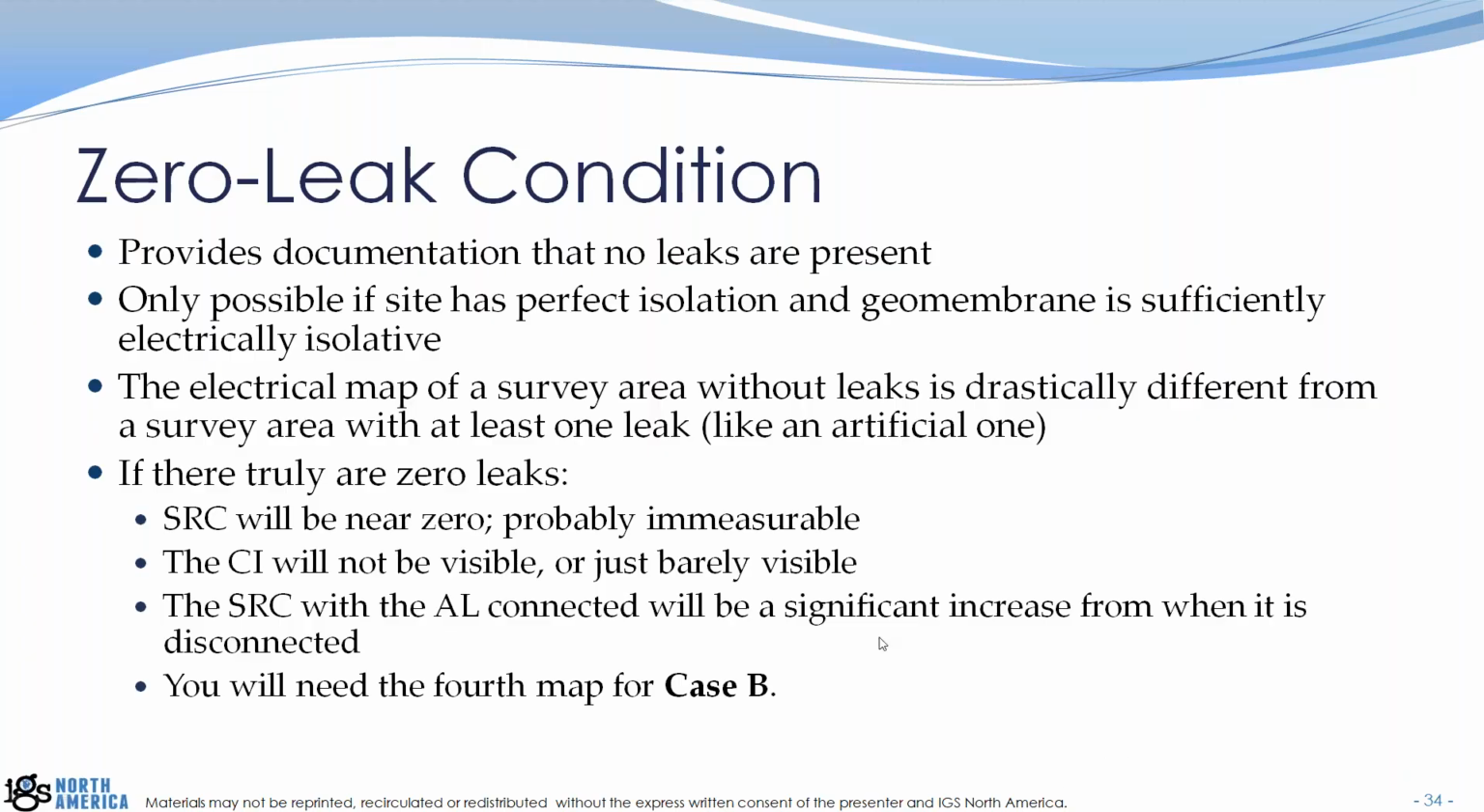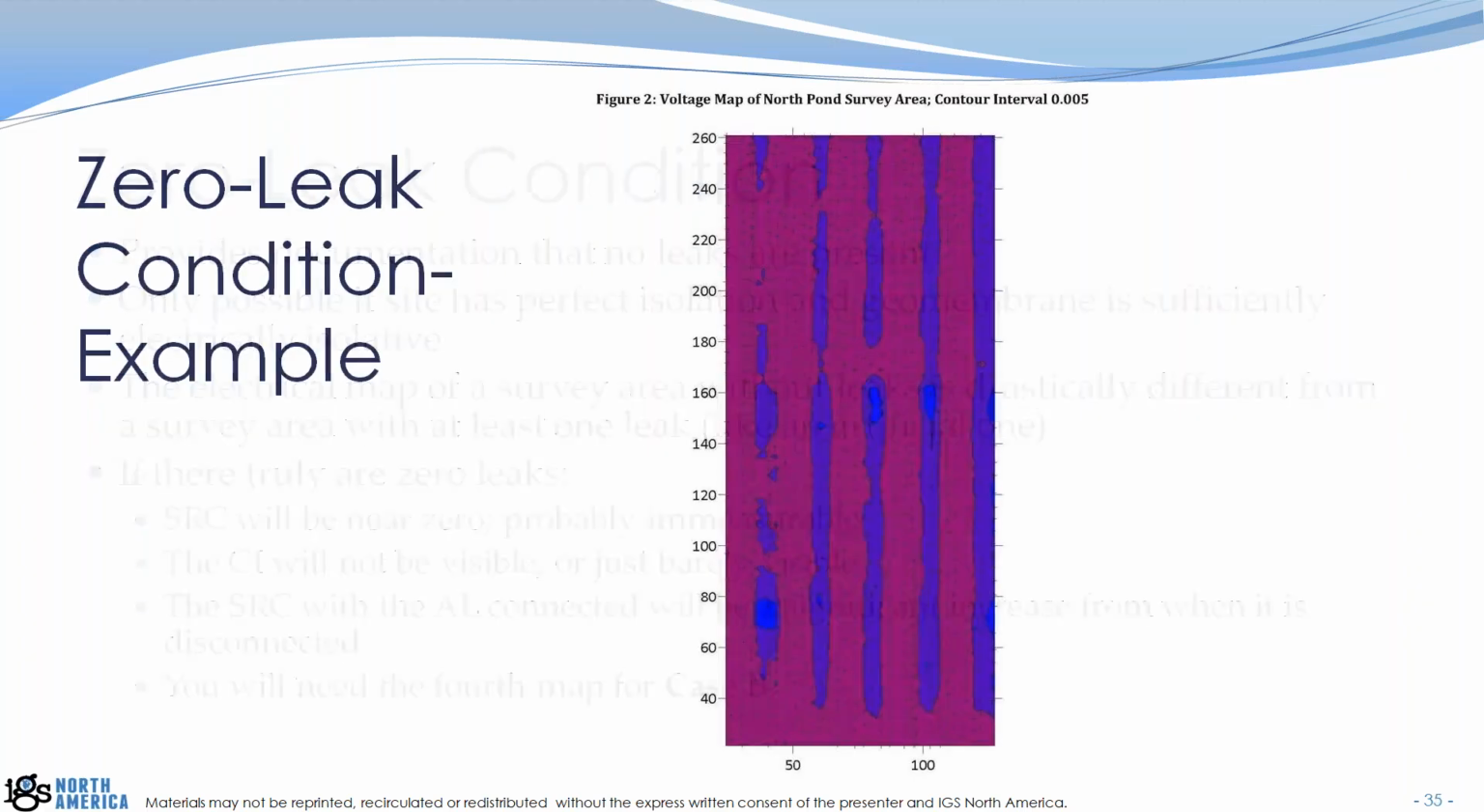And you will need a fourth map. The fourth map is a map of the current injector with the artificial leak in. Why do we need that? Well, this is a map of a survey area with no leaks or no detectable leaks. Maybe it was too dry, or maybe there was no leak. But there is a current injector in the survey area, but you don't see it. Well, how do you know if there was just not some bad electrical connection somewhere? If there's some bad electrical connection, it's also going to look like this.